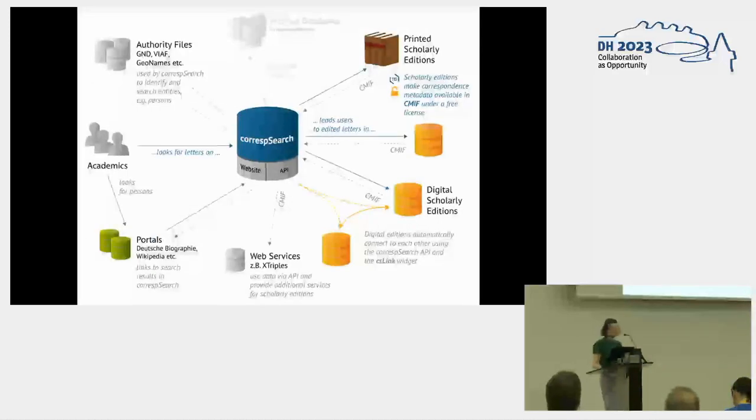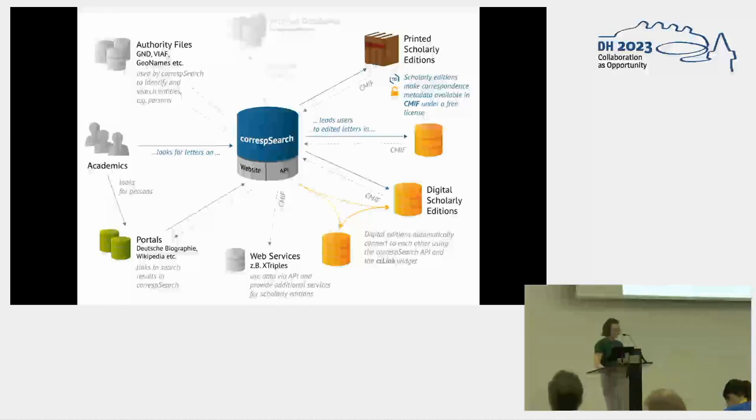This image shows the concept of correspSearch and how it works. Digital and printed scholarly editions of letters provide correspondence metadata on their letters in the CMIF, or correspondence metadata interchange format, which is then stored on the web space of the providers. correspSearch then aggregates this metadata to present it in a search across projects. And because these files are located by the providers, they can also be updated and reharvested.